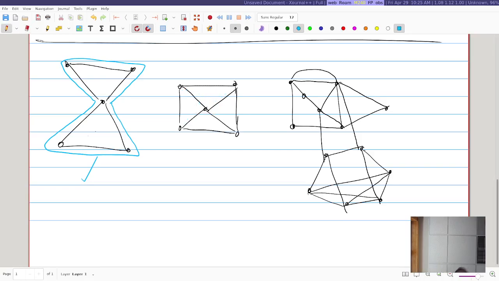Yeah, I mean like this one, you really can think of breaking it down into these two triangles and then putting them together. This one we can't quite break it down into 4 triangles because they share edges, so they're not independent of each other.